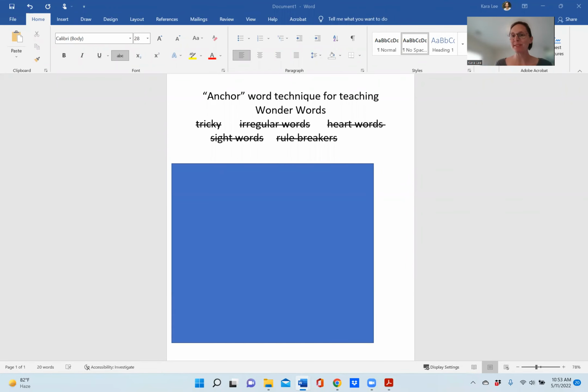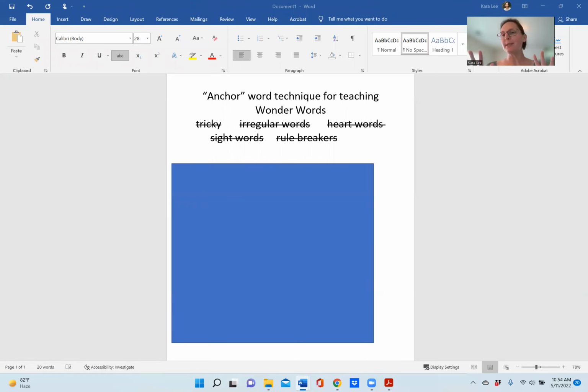Hi, everybody. Coming to you today with some background information about how you would teach some wonder words using the anchor word approach. So this term wonder words is a term that I use that I mean for it to replace terms like irregular words, tricky words, heart words, sight words, rule breakers.